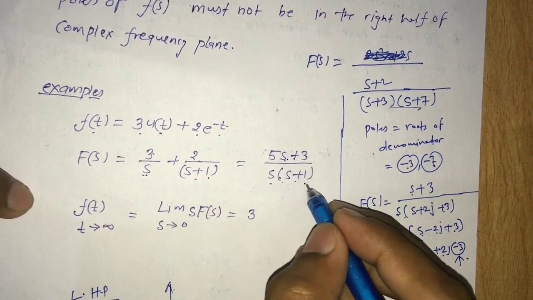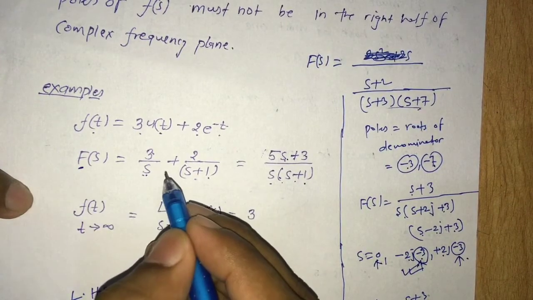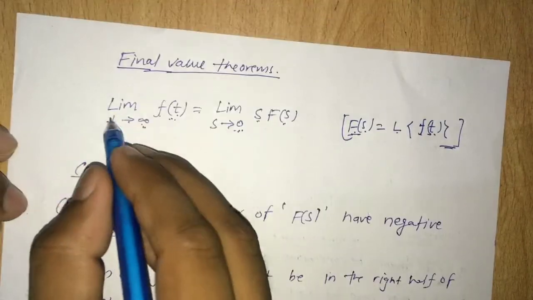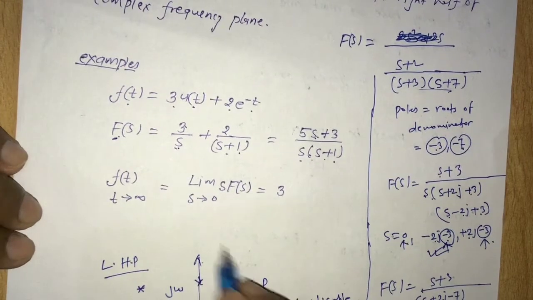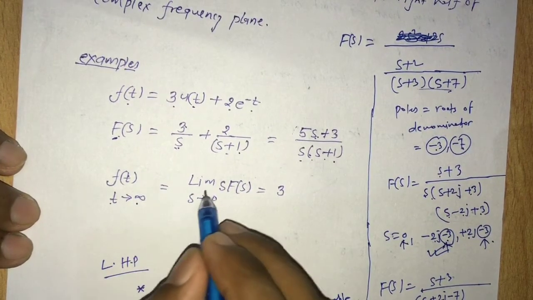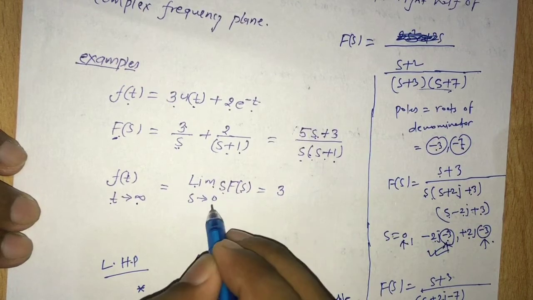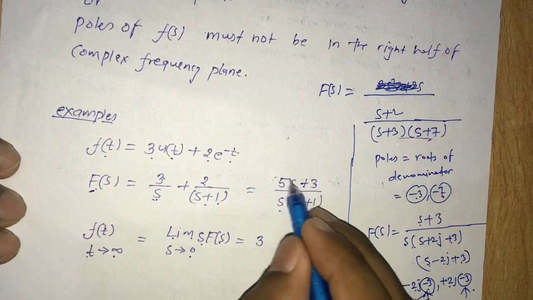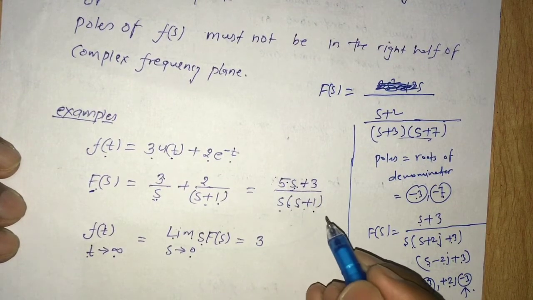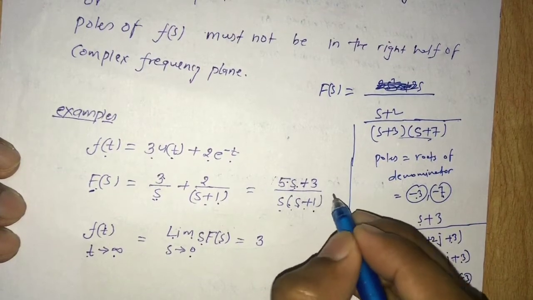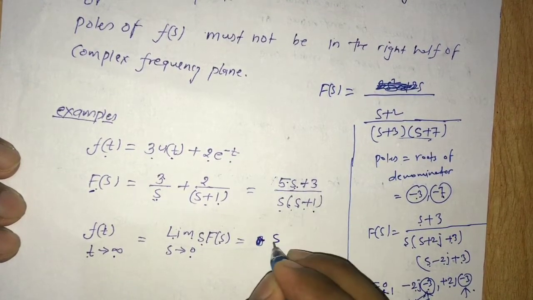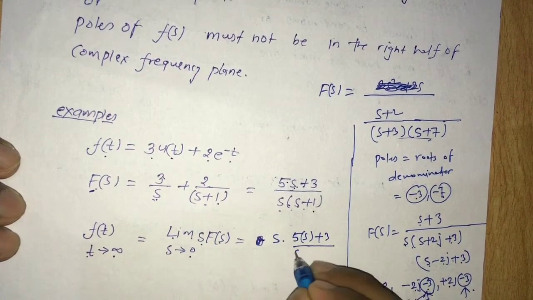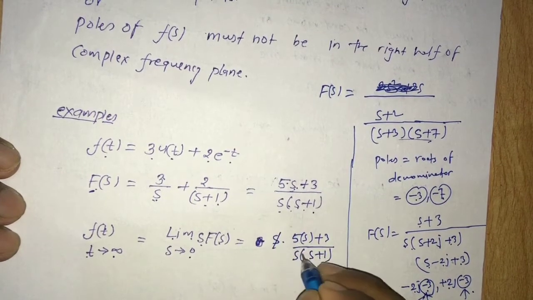If we want this function in the time domain at time equals infinity, what will be this value? This value can be calculated by the final value theorem. According to the final value theorem, f(t) as t tends to infinity equals the limit as s tends to 0 of s into F(s). That is, s multiplied by (5s plus 3) by s into (s plus 1). This s will be cancelled.